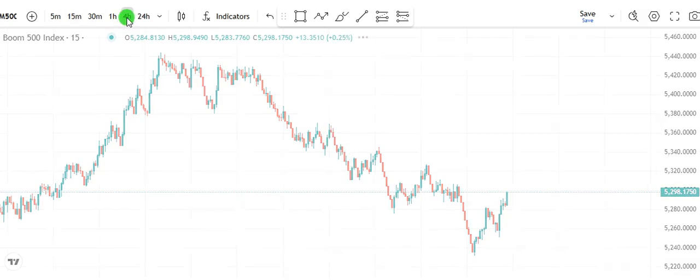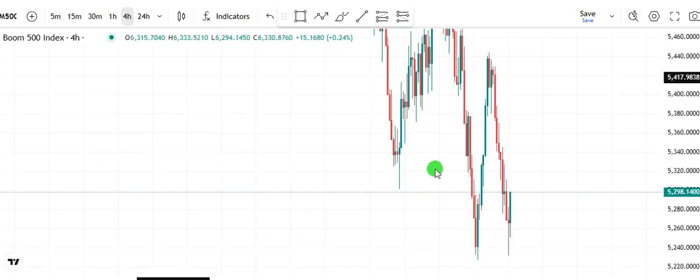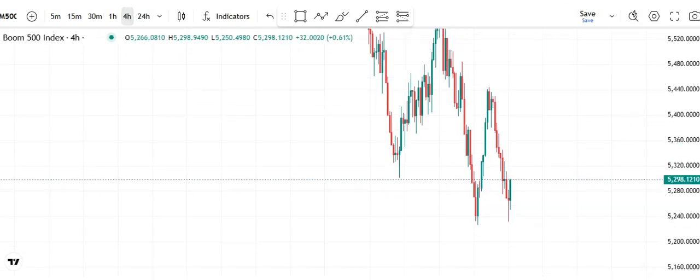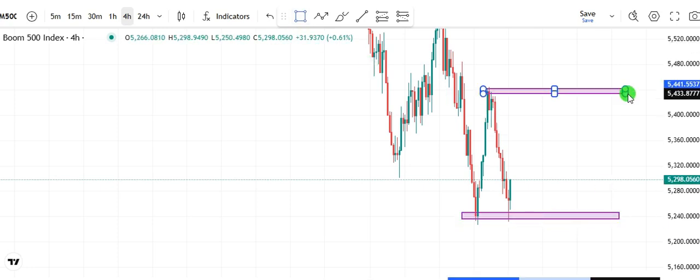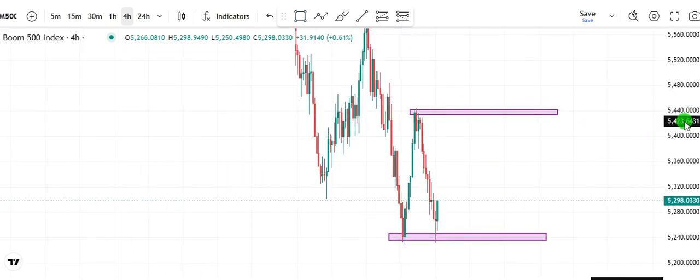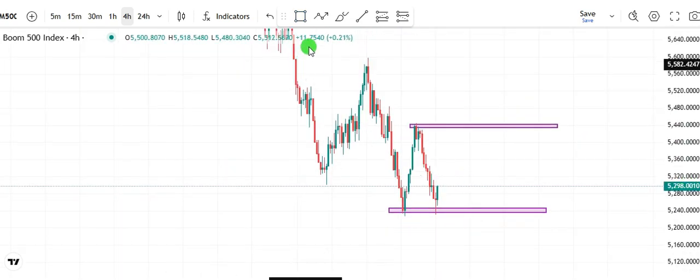Alright, we're already in Boom 500. So let's just mark out the structures. You can see it already. Okay, the direction candlestick followed by the bullish one will be the perfect time for entry.